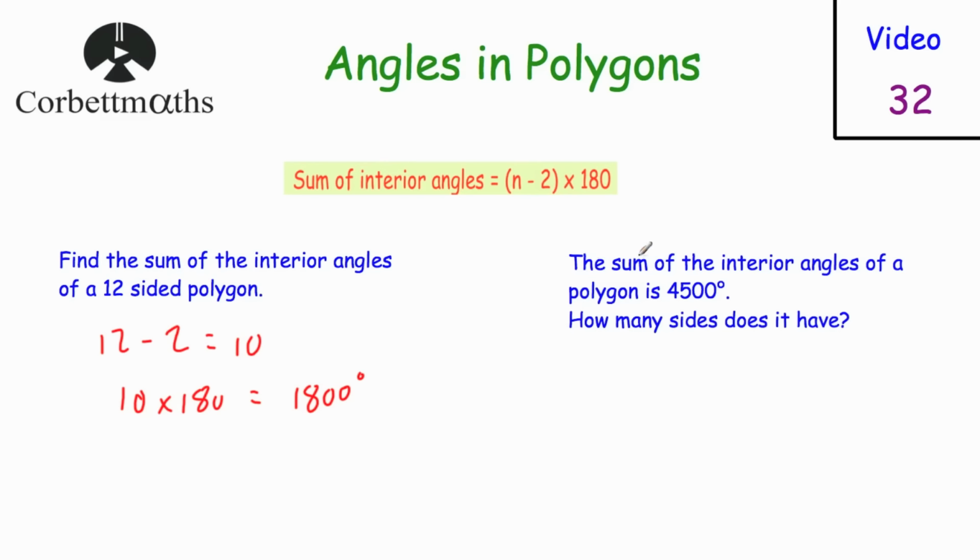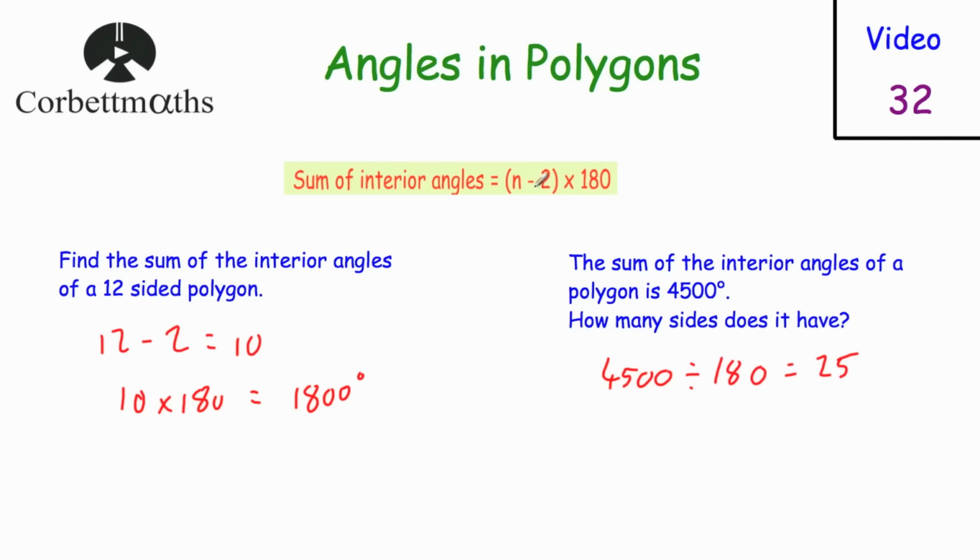Okay, our next example. So our next question says the sum of the interior angles of a polygon is 4500 degrees. So it's got a few more sides than a 12-sided one. And the question says how many sides does it have? So to find this answer, this 4500 degrees, we've taken the number of sides, we've subtracted 2, and then we've multiplied by 180 degrees. So if we want to work backwards, we're going to take our 4500, divide it by 180, and then that will give us 25.